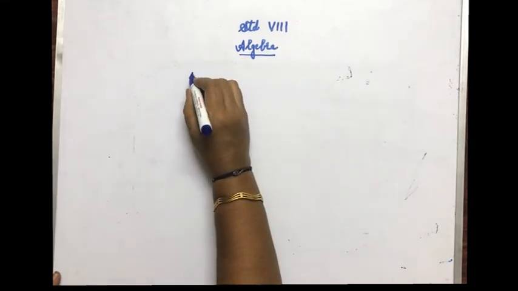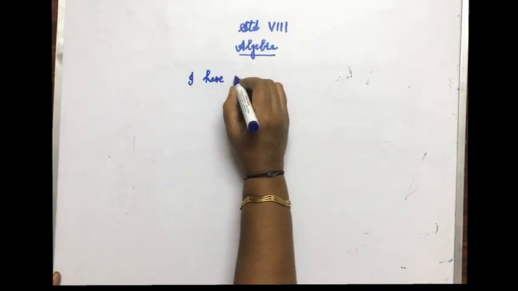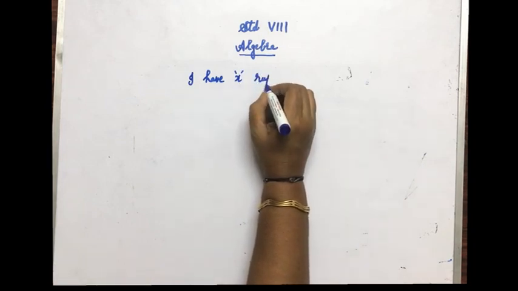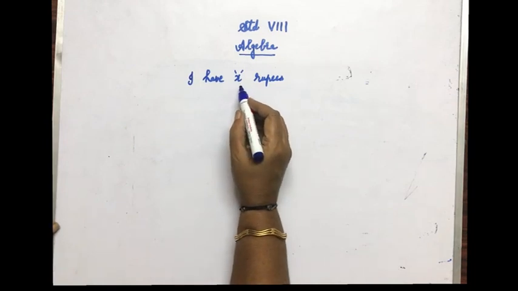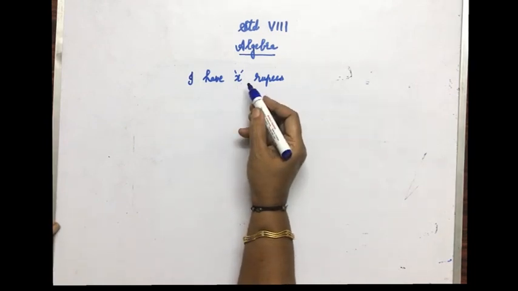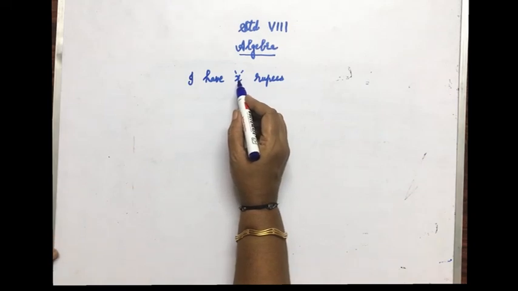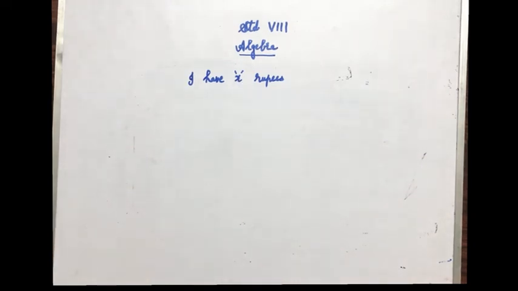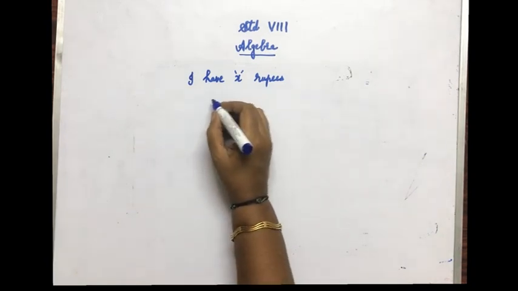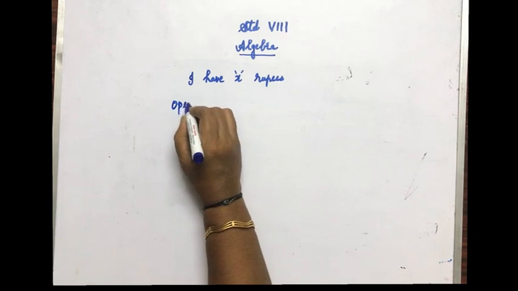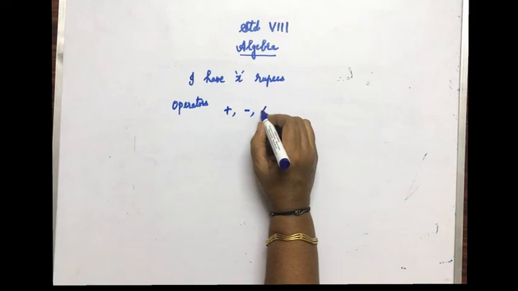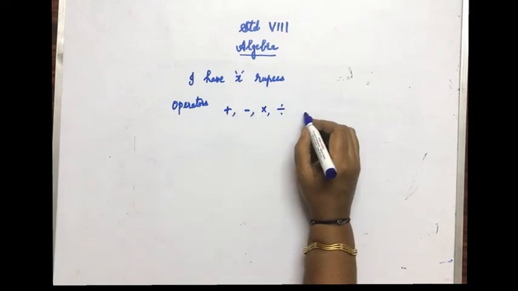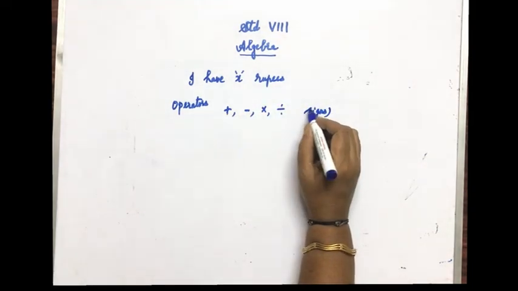Now if we say I have x rupees, what is the value of x? x can be 1 rupee, x can be 2 rupees, x can be 100 rupees or 1000 rupees. So the value of x is not fixed. It is taking different values. So x is a variable. Next is operators. So plus, minus, into, division, or we can also call them signs.